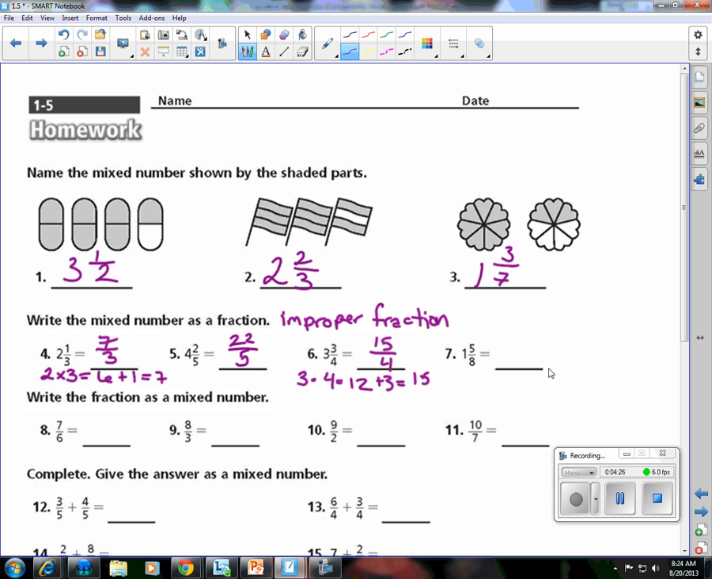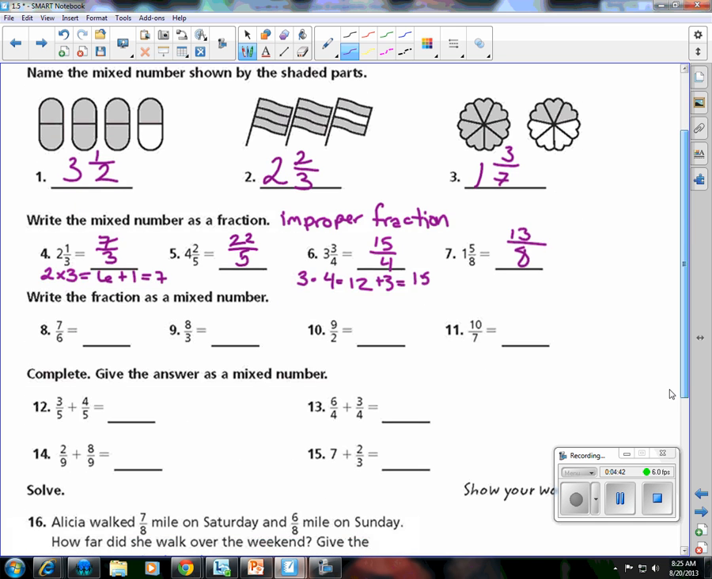Okay, 1 whole, 1 times 8 is 8. 8 plus 5 is 13, so 13/8. Okay, so this way we're going to go the other way. Notice that was multiplication, so this one's kind of like division. Pulling out, taking out, okay?